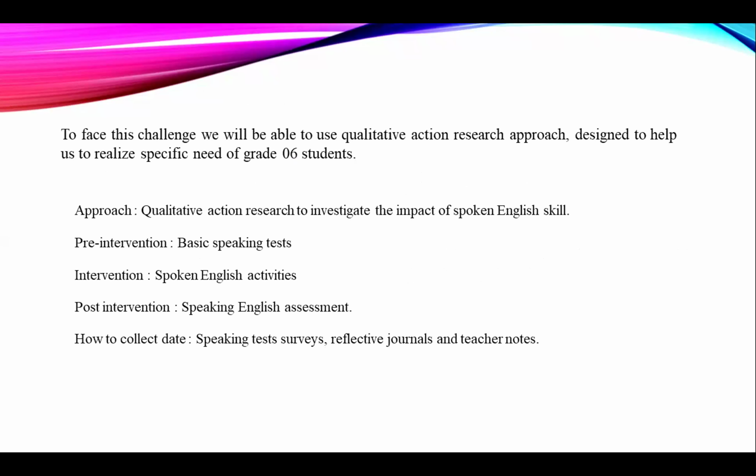To face this challenge, we will use a qualitative action research approach designed to help us realize the specific needs of grade 6 students. Qualitative action research investigates the impact of spoken English skills. Pre-intervention: basic speaking test. Intervention: spoken English activities. Post-intervention: speaking English assessment. To collect data: speaking tests, surveys, reflective journals, and teacher notes.